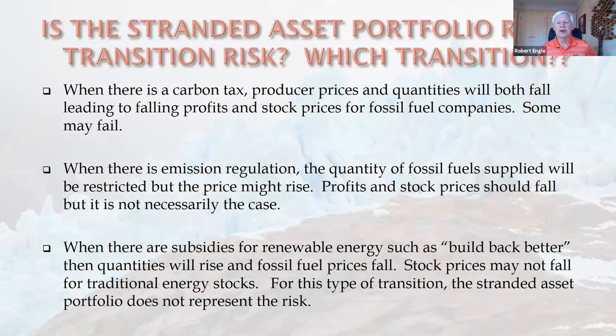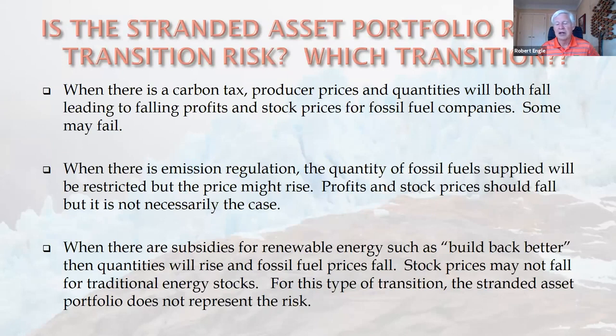The stranded asset portfolio itself may or may not be actually a good measure of transition risk. I think it's a pretty good approximate measure of transition risk, but there are reasons to think that it won't always respond to that. I mean, it responds to falling profits and stock prices for fossil fuel companies, in particular for coal companies. Well, today we see rising stock prices and profits for a lot of these fossil fuel companies because the demand for oil and coal is going up. So why is that happening?